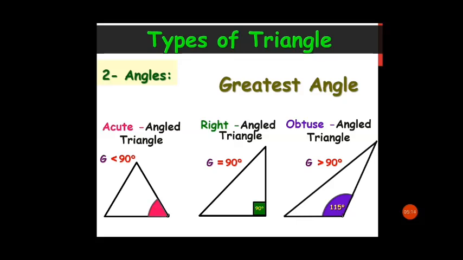So assuming here that this angle is measured to be 115, so this is the greatest angle, and it is greater than 90, so I will say that this triangle is an obtuse angle triangle. Assuming here also that this angle measured to be 55, so the greatest angle is less than 90, so I will say that this triangle is an acute angle triangle.